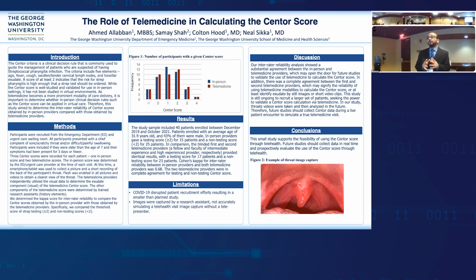The kappa score for inter-rater reliability between the in-person and telemedicine provider was 0.68, which shows substantial agreement, while the kappa score between the 2 telemedicine providers was 1, which shows complete agreement. So this result may motivate future studies to validate the use of the Centor criteria calculated by telemedicine. And another point, as both telemedicine providers were in complete agreement, that may signify the reliability of using telemedicine as a tool to calculate the Centor score.